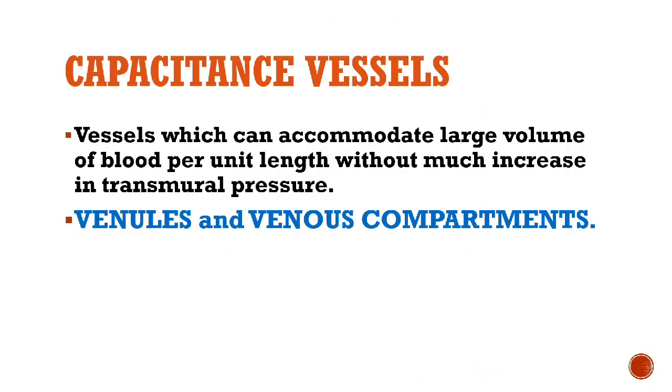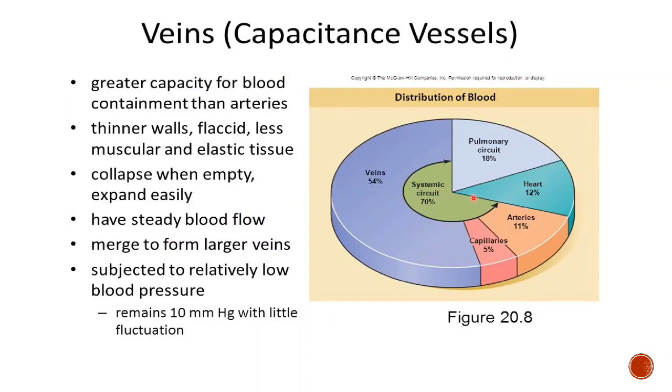blood. The next type of vessels are capacitance vessels. So these vessels can accommodate a large volume of blood per unit length without much increase in the transmural pressure. So the common examples for these capacitance vessels are venules and the venous compartments. So in this picture you can see the veins amount to 54%, that is the majority of the systemic circulation, and the capillaries 5%, arteries 11%, and the heart accounts for 12% of the blood, and the pulmonary circulation amounts to 18% of the blood.